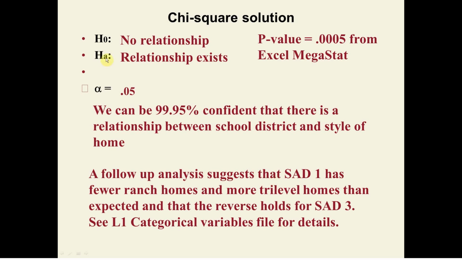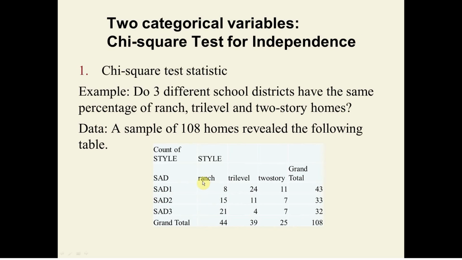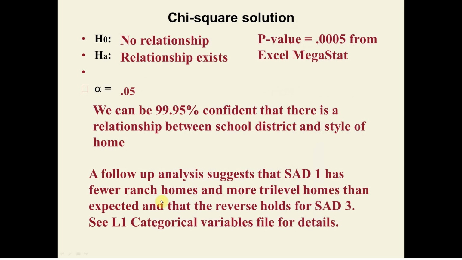We can set up the hypothesis that there is a relationship between school district and style of house. Equivalently, there's a relationship between style of house and school district. So relationships go both ways. Relationship means that the fact that I'm in a certain school district will influence what style house I have, or if that doesn't make logical sense, the style of house that I have influences what school district I'm in. Again, you have to determine which logically makes most sense.